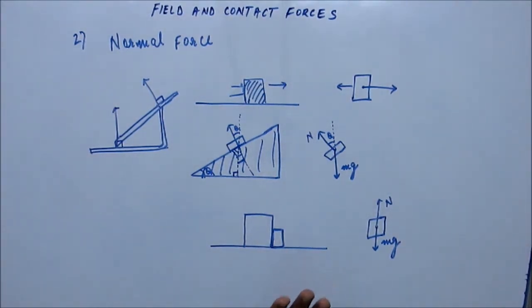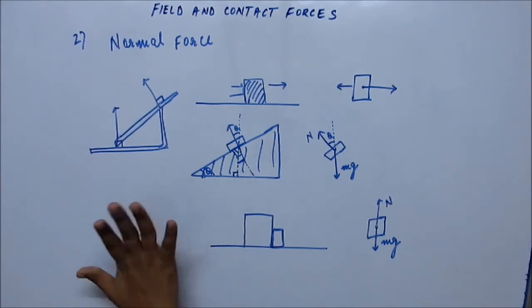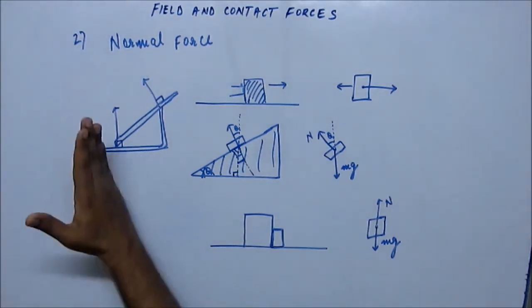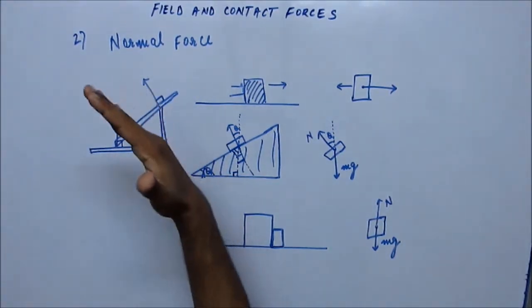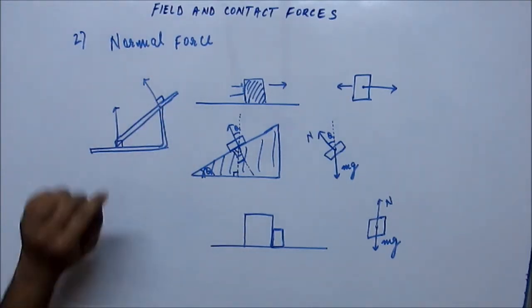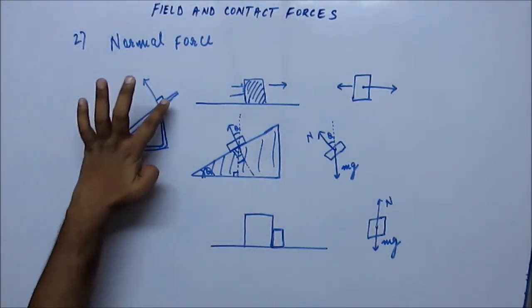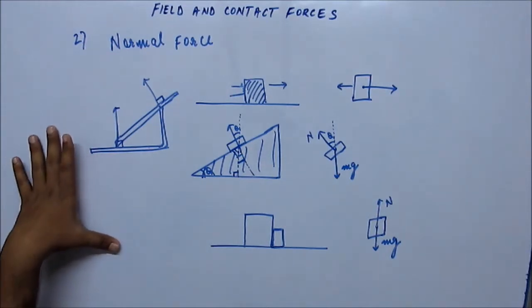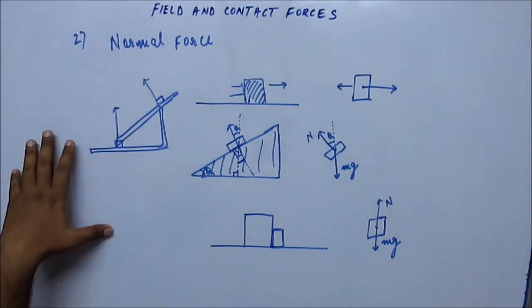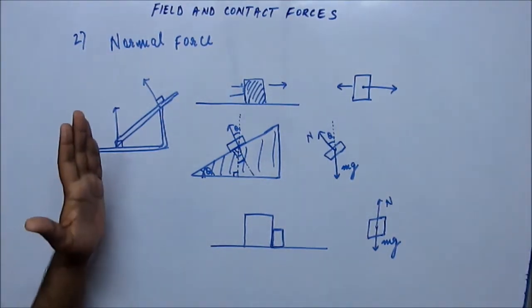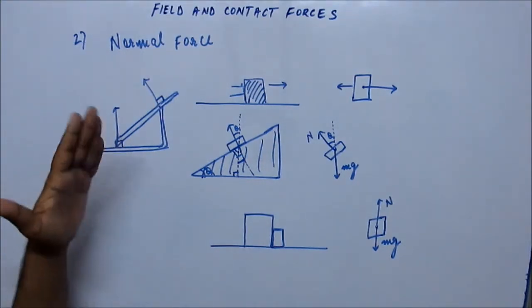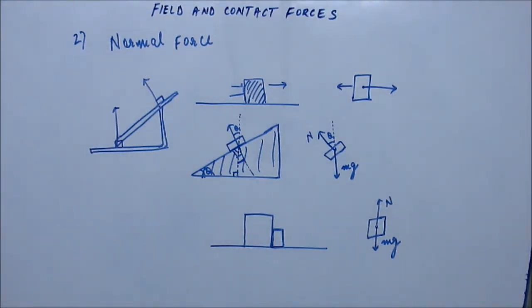So, the normal force at this contact will be perpendicular to the surface, and at this contact will be perpendicular to the surface. It is always perpendicular to the extended surface. Always. We'll see the reason why. But since it's a normal force, it will be perpendicular to the surface. So this is how you draw the normal force.